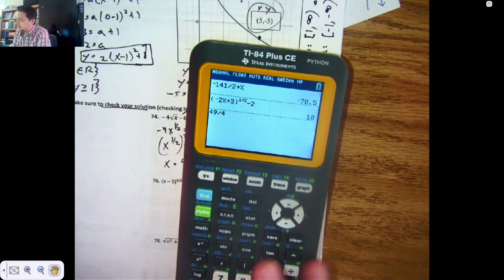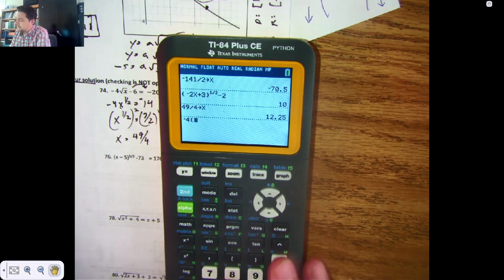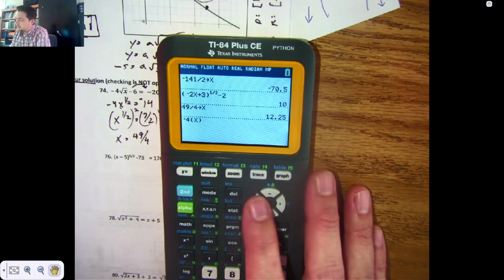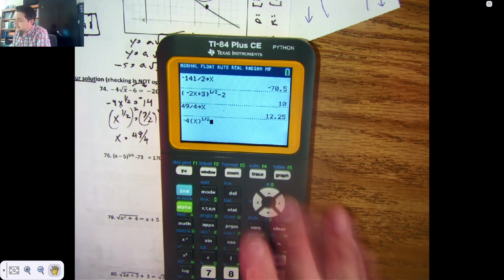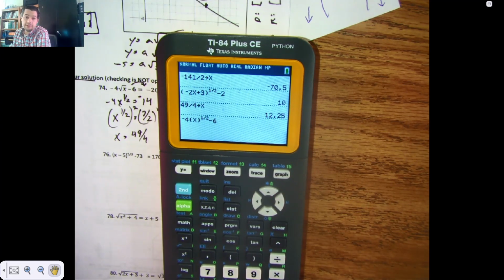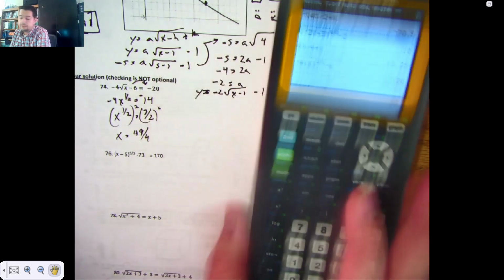49 over 4, store it to x. So negative 4x, I don't know why I use parentheses there. Well, I know why I use parentheses there. X to the 1/2 minus 6. Press enter and pray to God you get a negative 20. And you did. It's a good answer.